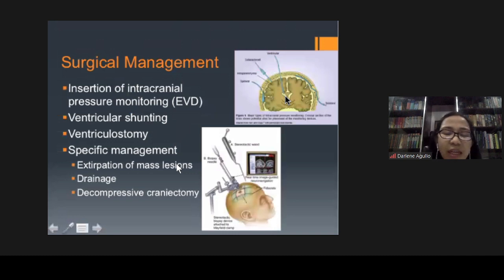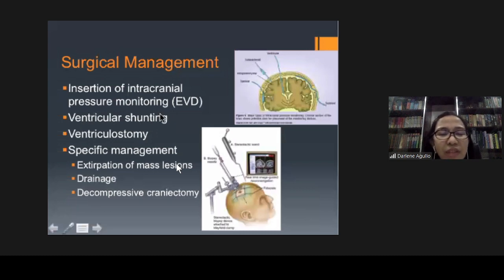And then the EVD is connected to a CSF drainage system. Meron tayong isa dito, intraparenchymal probe. Accurate din, no? Just like EVD, but of course you cannot drain CSF and you cannot recalibrate this. So, ang gold standard pa rin for intracranial pressure monitoring is EVD.